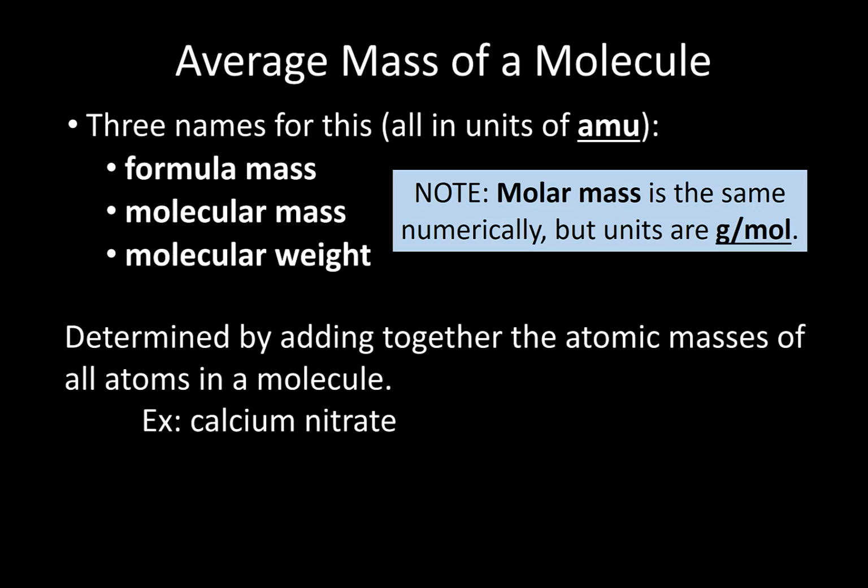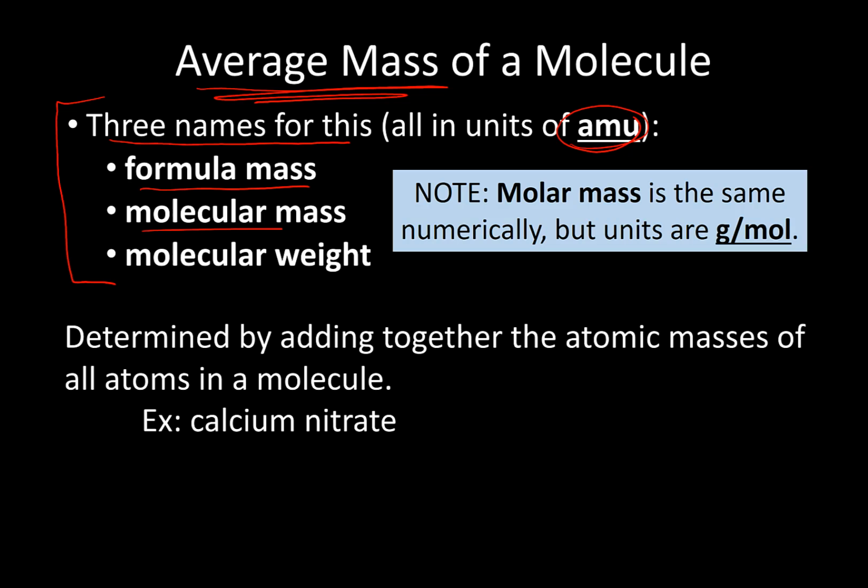So a couple of terminology things. There are three names for the average mass of a molecule. There's actually four. Three of them that are listed here are all in units of AMU. So formula mass, molecular weight. All three of those things are used interchangeably and they all have units of AMU. Molar mass, same exact thing numerically. You calculate it the same way as you calculate these three. The only difference is the units are in grams per mole. So this is the one, molar mass, that we use in the calculations.